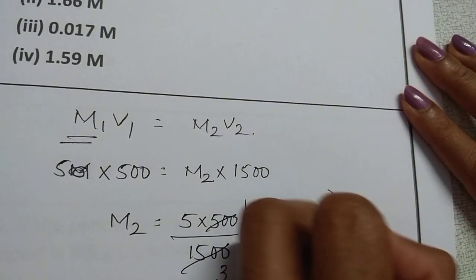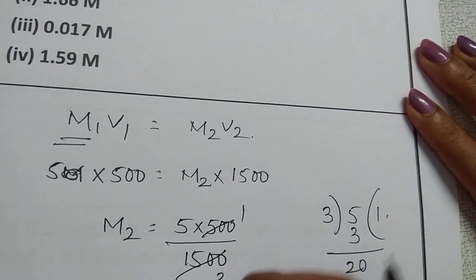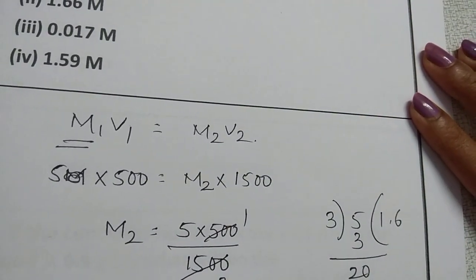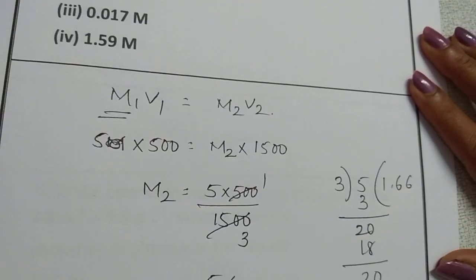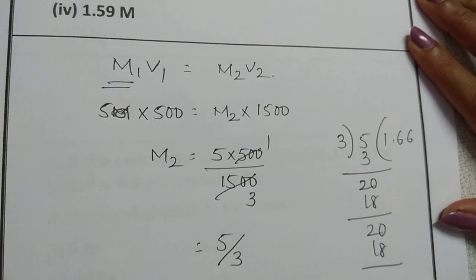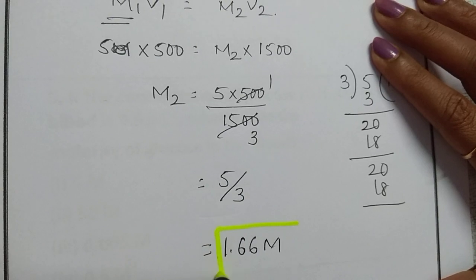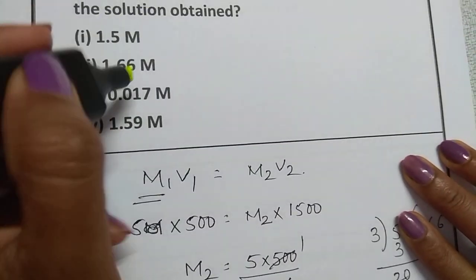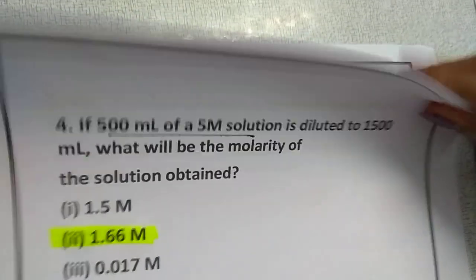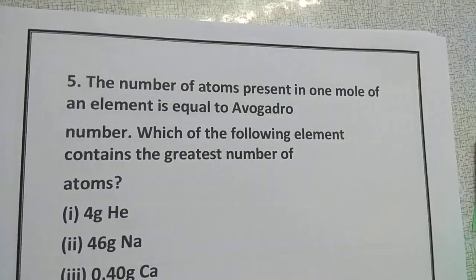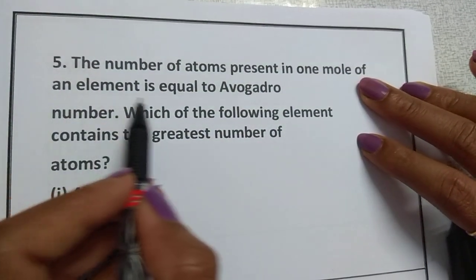5 by 3 is how much, my dear students? 3 ones are 3, then 2 0, 3 6 are 18, 2 0, 3 6 are 18. So we get an answer around 1.66 units for molarity, capital M. Then our answer is 1.66 molar. This is our correct answer. Is it clear?